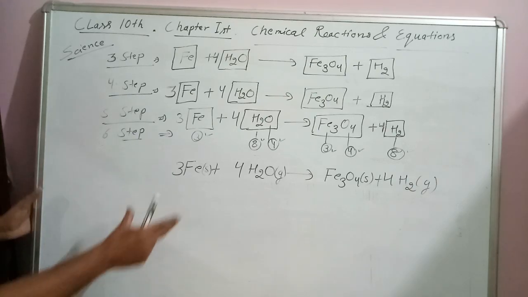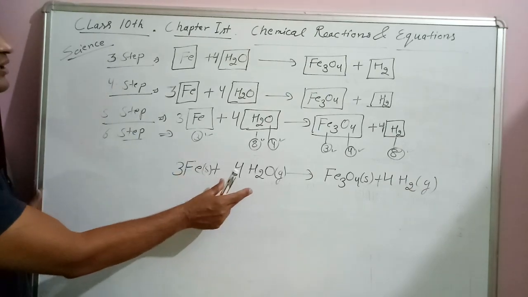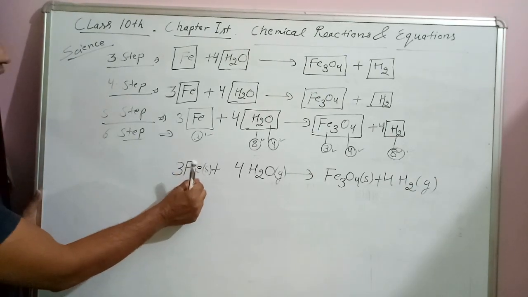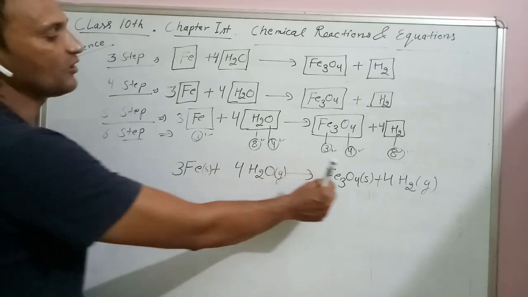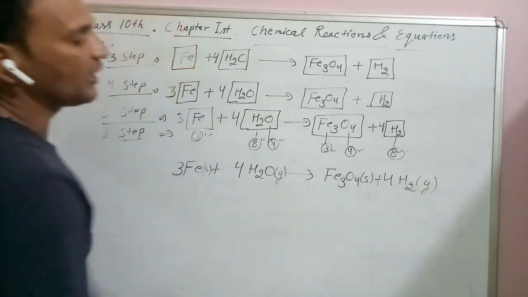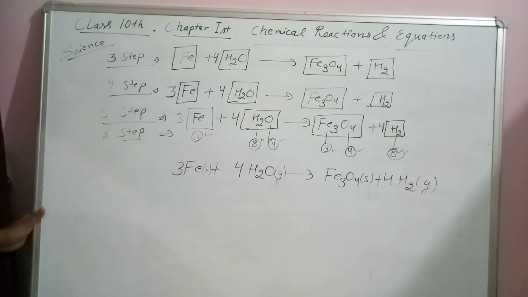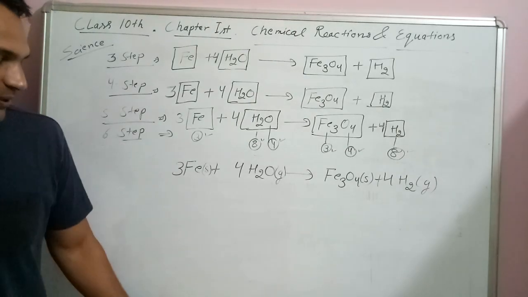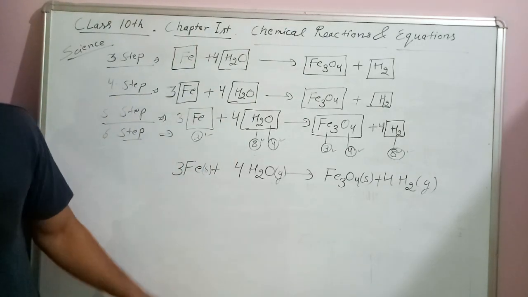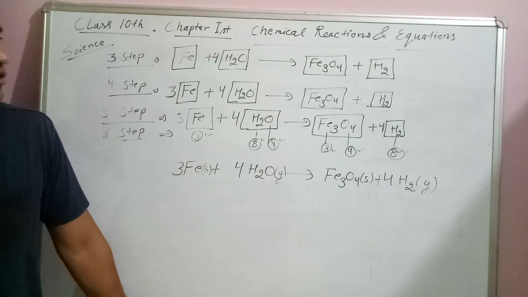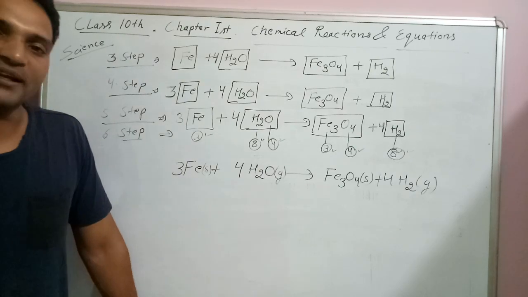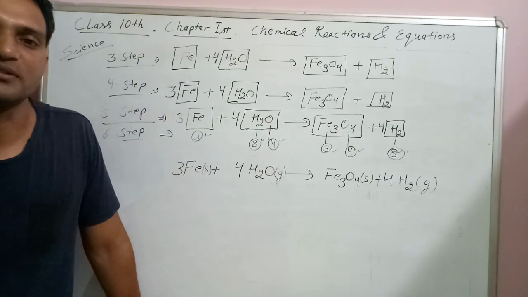So this is our balanced chemical equation of iron with water forming ferric oxide and hydrogen gas. You may take other examples, and following these steps you can also balance unbalanced chemical equations. Thank you.